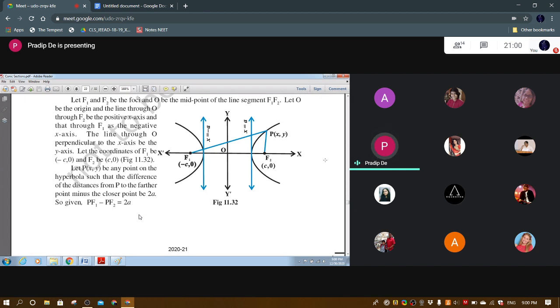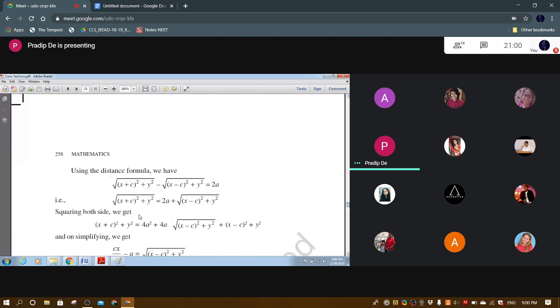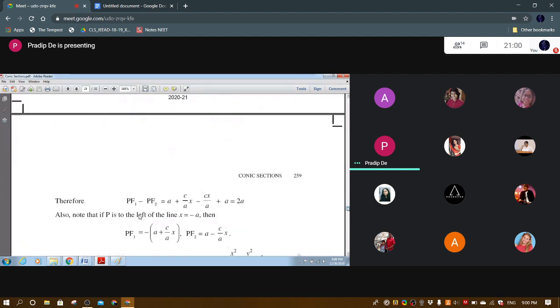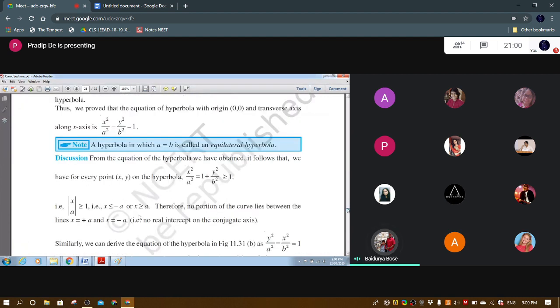Then the equation of this hyperbola: there are 2 standard hyperbolas. This is type 1 hyperbola, whose equations, which is the transverse axis, and the transverse axis is the line joining A and B.